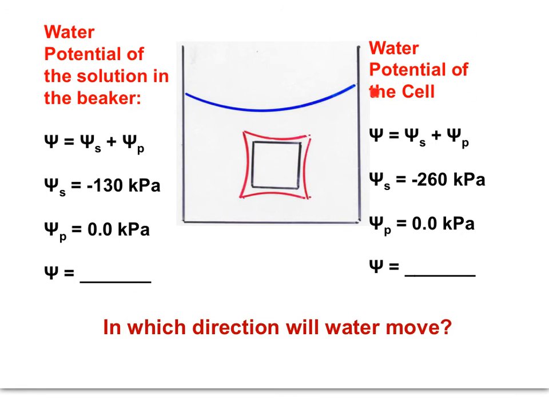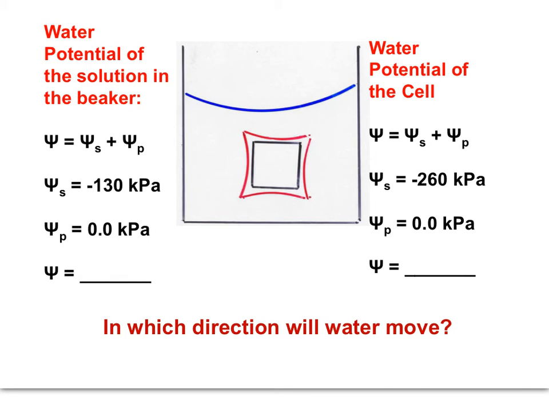The water potential of the cell, again, as a sum of the solute potential of the cytoplasm and the wall pressure, is negative 260, the sum of the solute potential and the wall pressure. The wall pressure is zero simply because there is no pressure of this wall on the membrane. The membrane is not in contact with the wall.